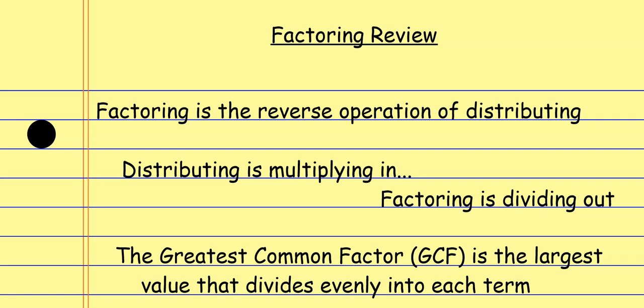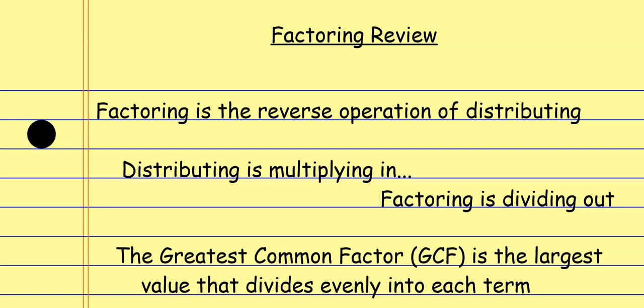So first of all, factoring itself is basically the reverse of the distributive property. Remember, the distributive property is when we multiply in. Factoring is when we divide things back out. All right. So when you think about the distributive property from the perspective of distributing a single term, factoring is dividing that single term back out.